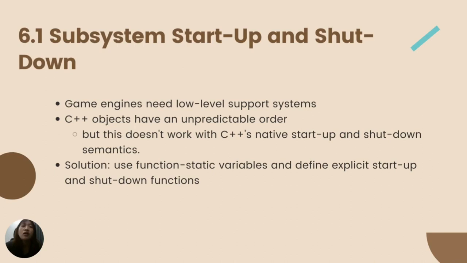A game engine needs low-level support systems. C++ has unpredictable orders, so singletons are often used, but they don't work with C++ native startup and shutdown semantics. A solution is a function with static variables. We define explicit startup and shutdown functions to control the global singleton construction order and allow each singleton manager class to be called in the required order. I think that's all until 6.1, and thank you.